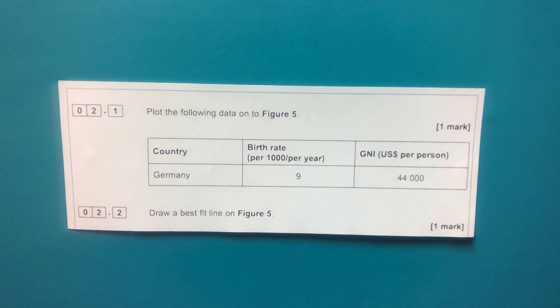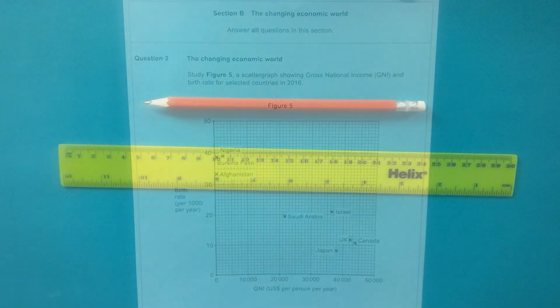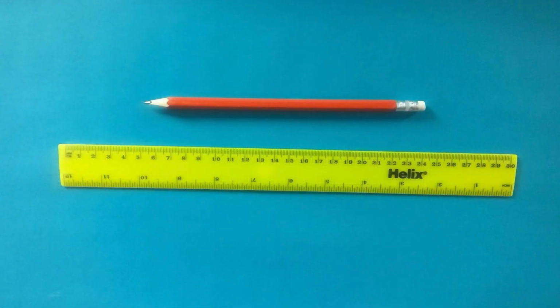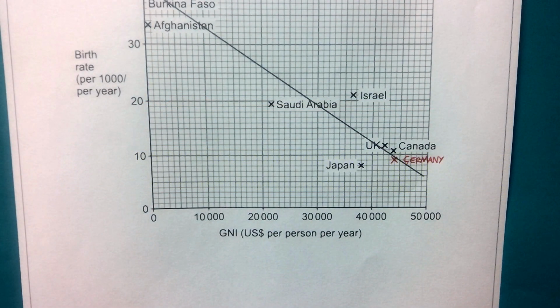So, to recap, when completing a graph, you need to make sure that you use a pencil, a ruler, and that you pinpoint information as accurately as you possibly can on the graph.